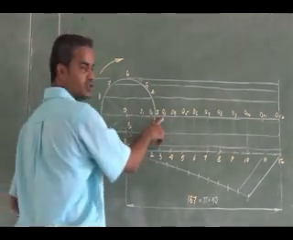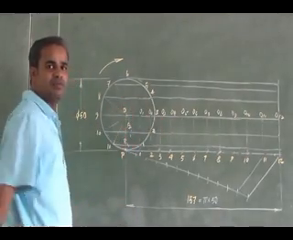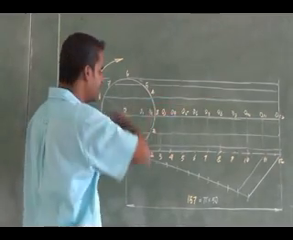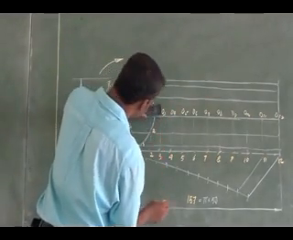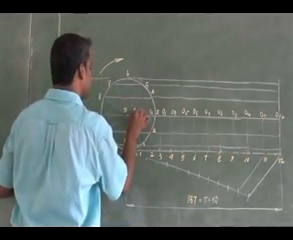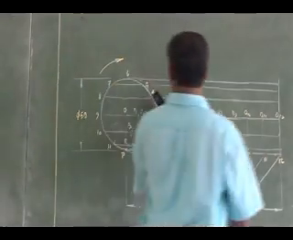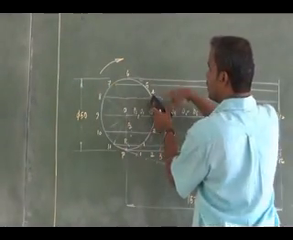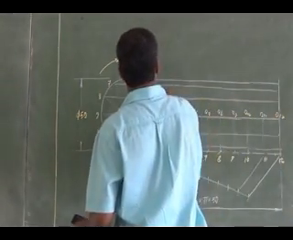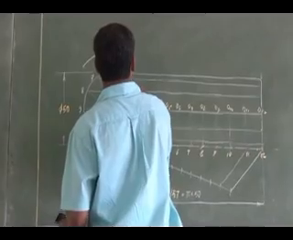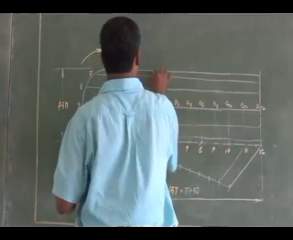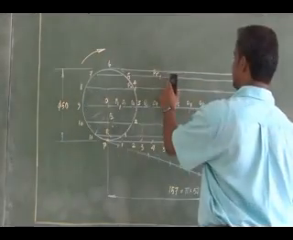Similarly, using center 3, where do I have to get the third cycloidal point? On the 3 line, the horizontal line from center 3. This is my P3. From center 4, I can get it on 4. So this is my P4. And center 5, I can get it here. This is P5.